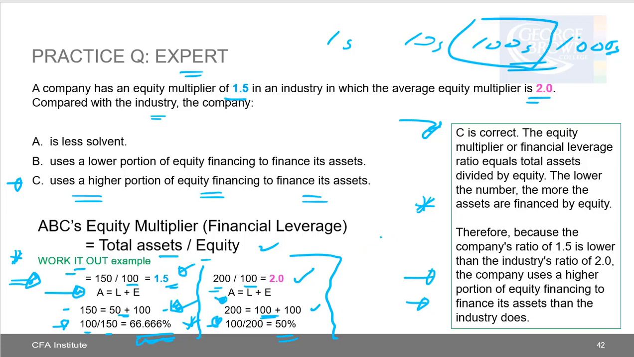So again, that's a nice to know, not a need to know, but I've worked it out as a little example, just using hundreds, 100 for my equity base, and it kind of proves to me that yes, an equity multiplier of 1.5 does mean that 66.6% in my numerical example of the assets are financed by equity, which is a higher proportion than 50%.